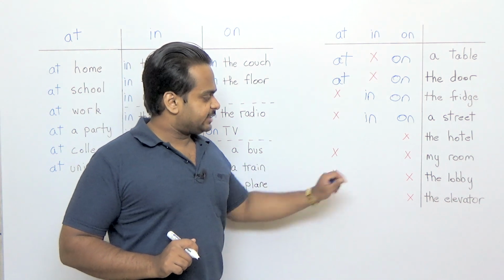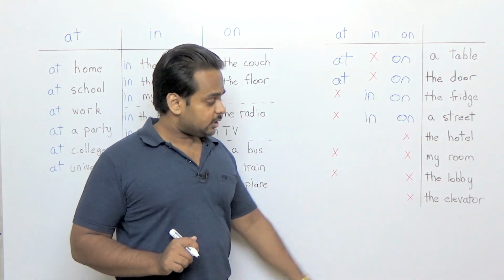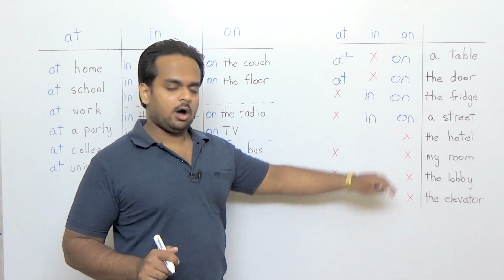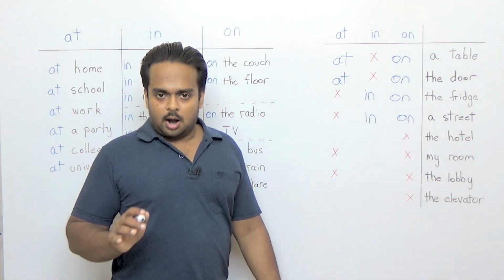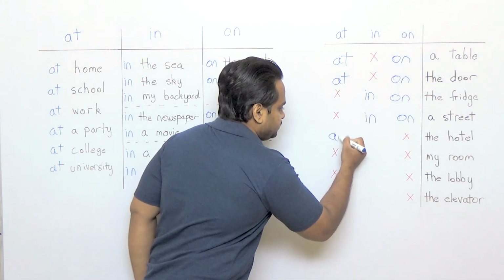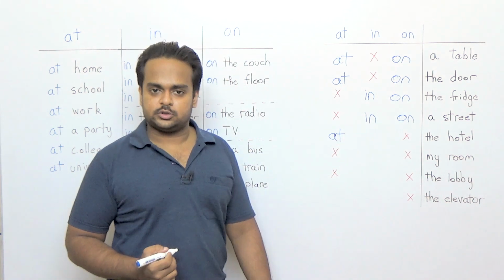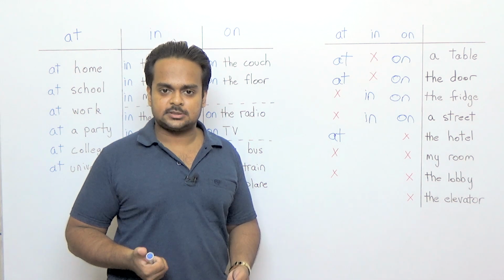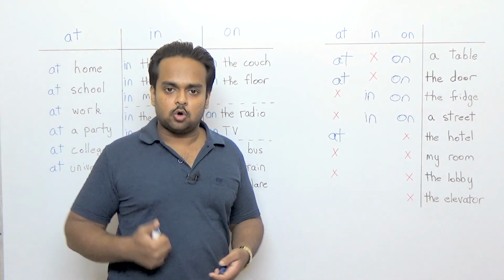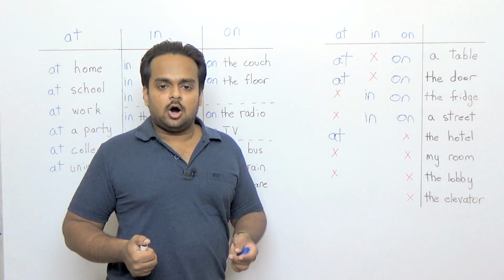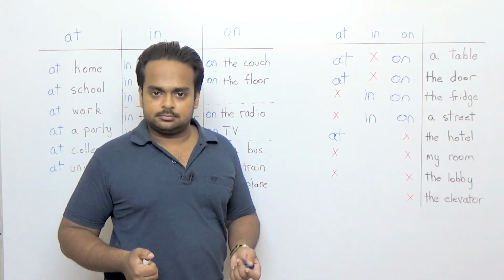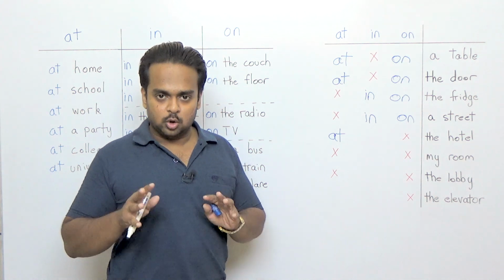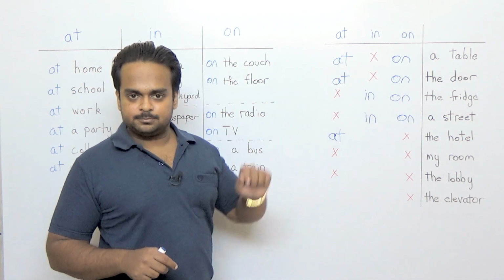Okay, the next few examples are interesting. The first one is hotel. With hotels, we don't use on. Commonly, we say at a hotel or the hotel. For example, let's say a friend calls me and my friend asks, "Hey, where are you? Are you at home?" And I say, "Oh no, I'm at a hotel." I'm at a hotel. So my friend knows that my location is a hotel.